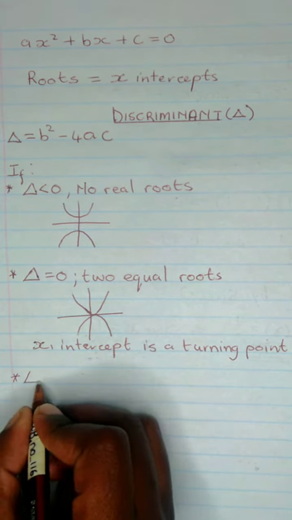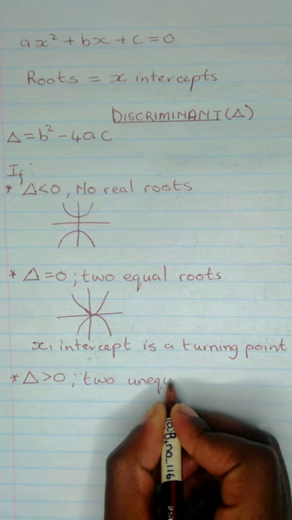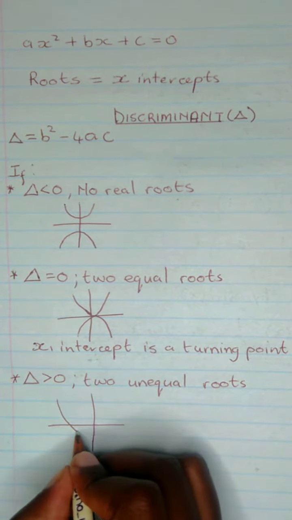And when your discriminant is greater than 0, you have two unequal roots, which means you're going to have two x-intercepts which are not equal.